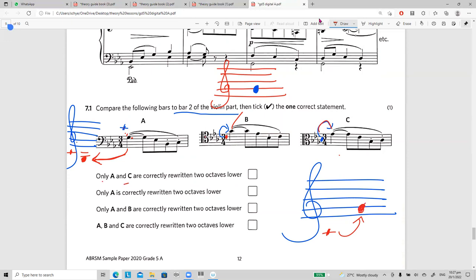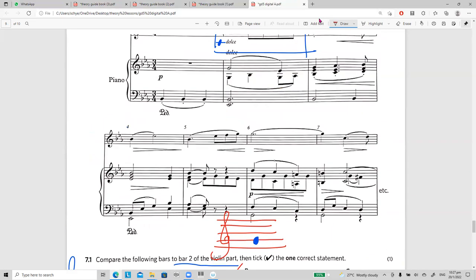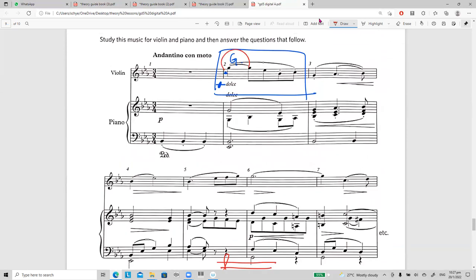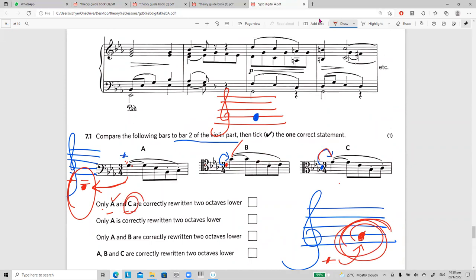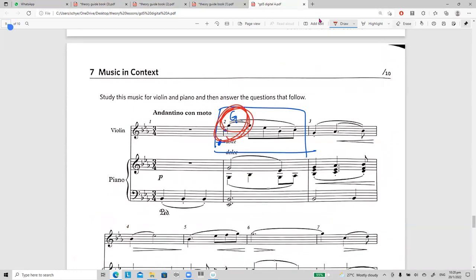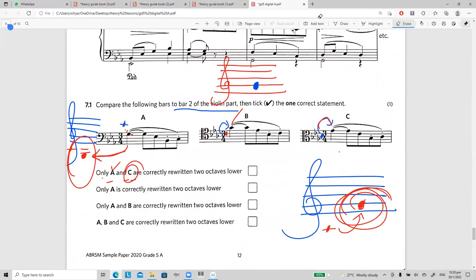Okay, now let's compare. They say A and C are correctly rewritten 2 octaves lower. So A is here below middle C. This G is 2 octaves lower than this G. So this one is correct. A is 2 octaves lower. But question C is this one. Okay, this is C. But this G is 1 octave lower than this. So this one is wrong. So the first one is out, because C is not 2 octaves. C is only 1 octave. So this is out. A is correctly rewritten 2 octaves lower. Yeah, it looks like this one is correct.